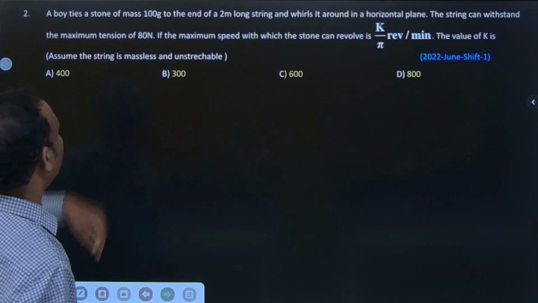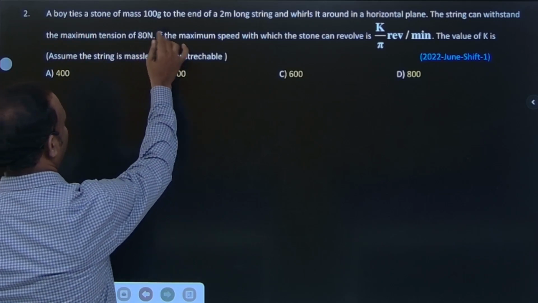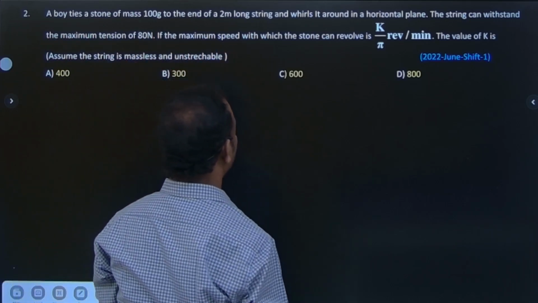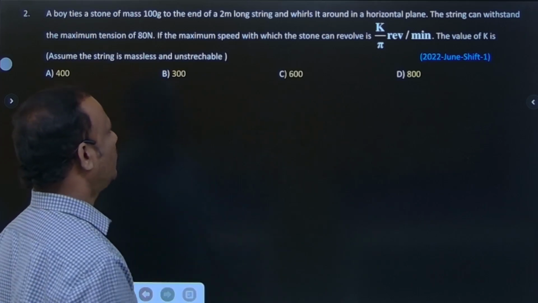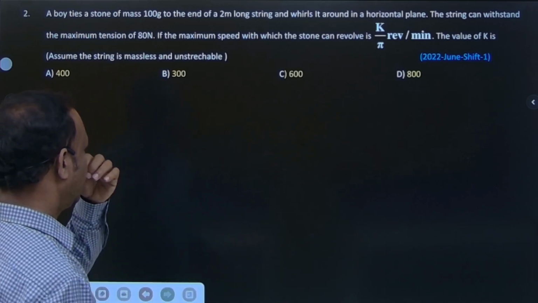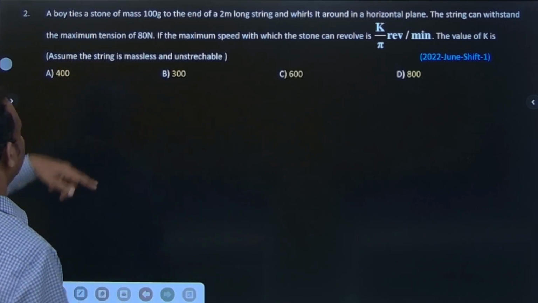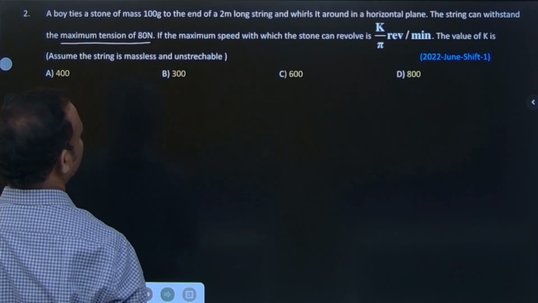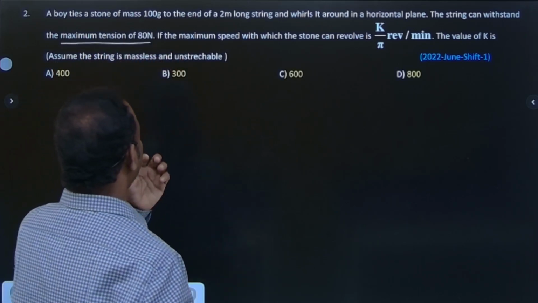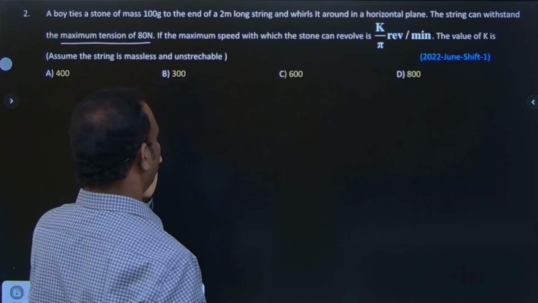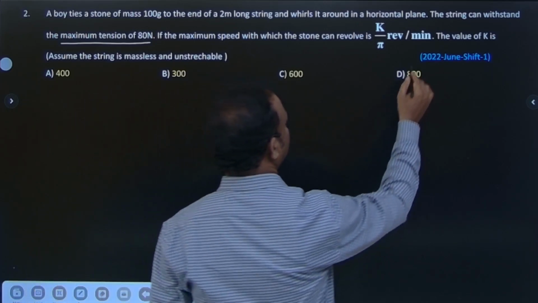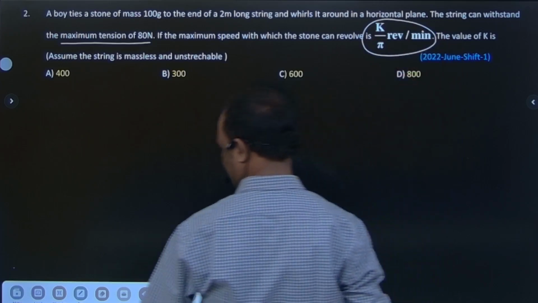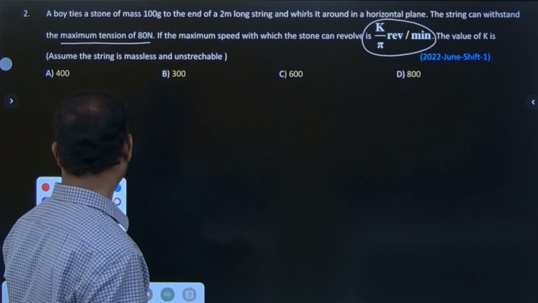ties a stone of mass 100 gram to the end of a 2-meter long string and whirls it around in the horizontal plane. The string can withstand a maximum tension. So the maximum speed with which the stone can revolve is K revolutions per minute. This is what we need to take care of: it is mentioned as revolution per minute.